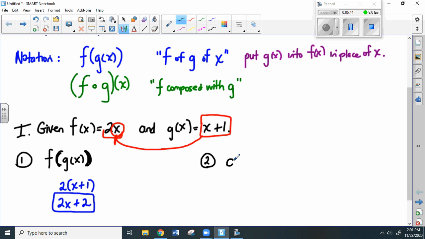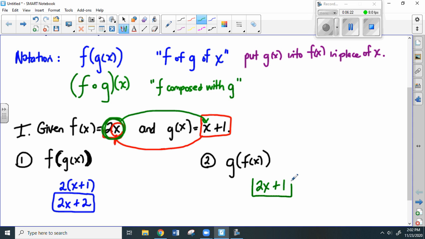Okay? Now, what if I put the g first? G of f of x. Well, that would mean put the f function into the g function in place of x. So I'm just going to change my colors because I don't want to have to erase all this. All right, but here's the f function, the whole thing, and I want to put it into the g function in place of x. So instead of x plus 1, I'm going to put 2x in place of the x and then add 1. And on that one, there's no simplifying needed. I'm actually done.